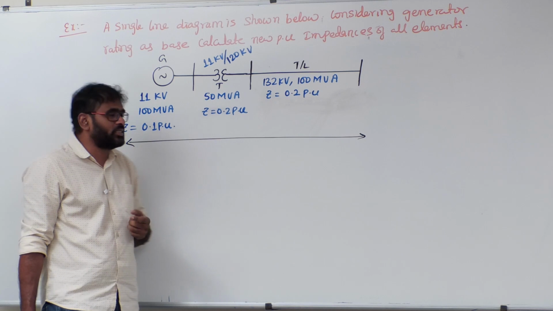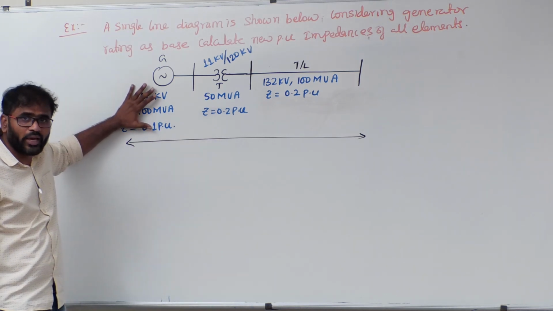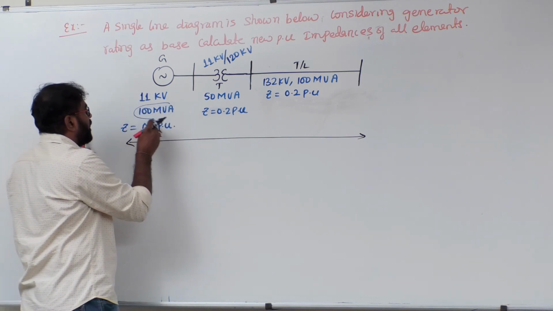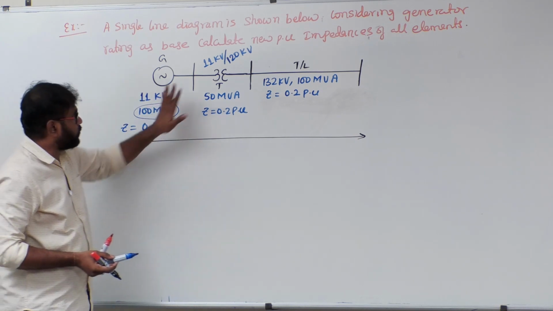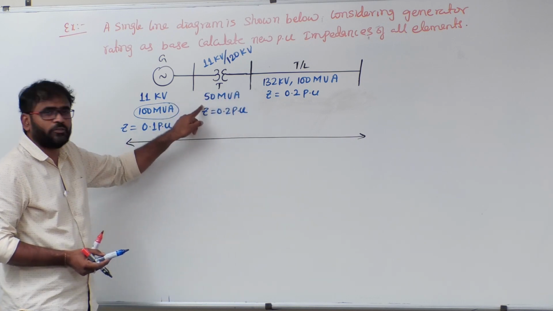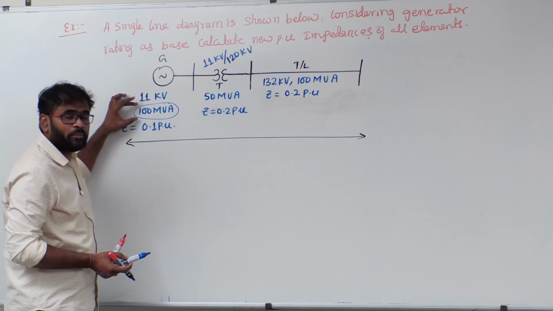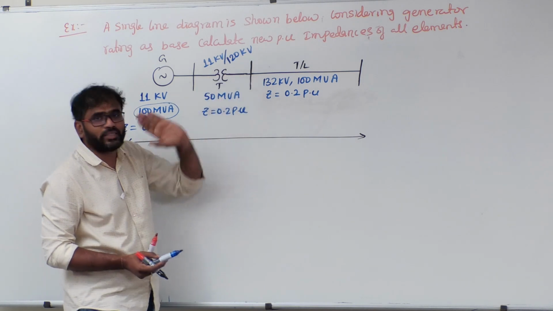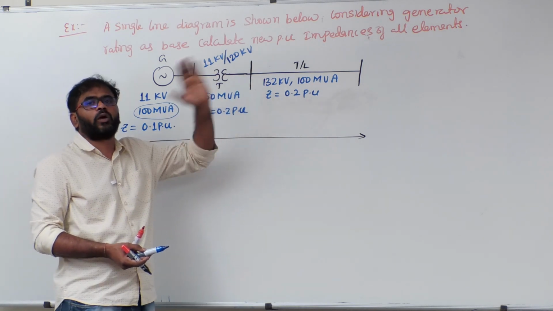Now what is the new base? It is clearly mentioned: consider the generator rating as base. That means what is the MVAB new? MVAB new is 100 for the generator. For the transformer primary also MVAB new is 100. I am not talking about MVAB old; MVAB old is 50. Tell me, what is the MVAB new for the transformer primary? 100 only. And for the transformer secondary? 100 only. Why? MVA in the primary and secondary are always the same.